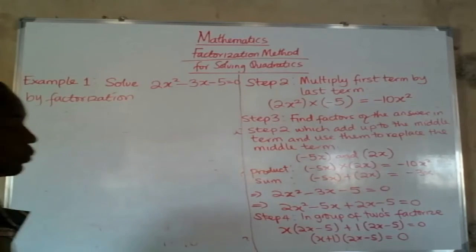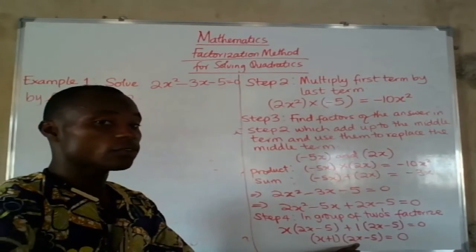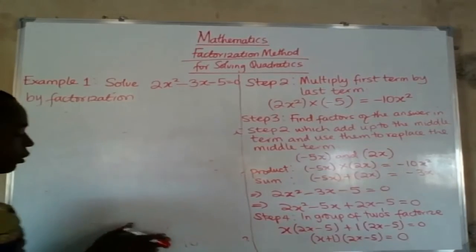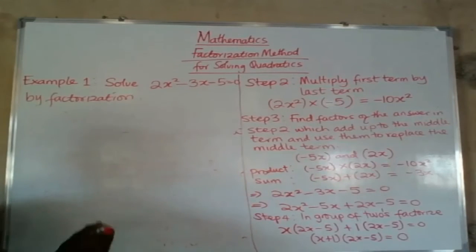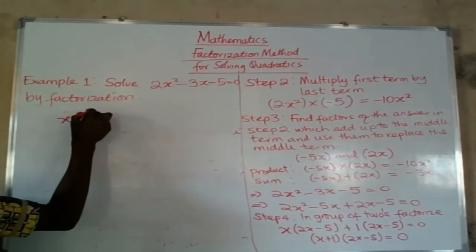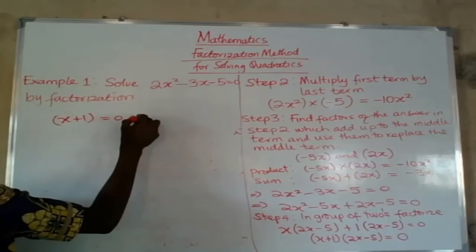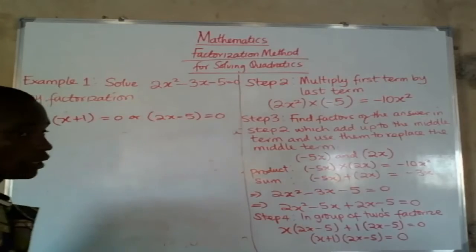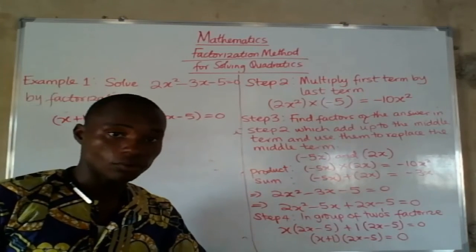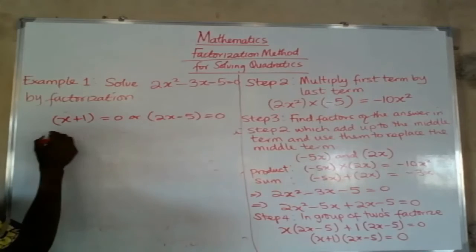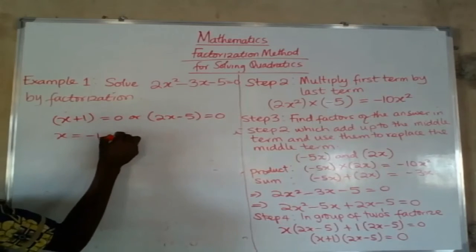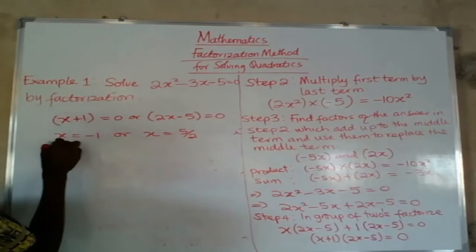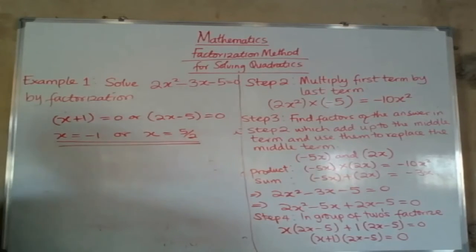So, since x plus 1 times 2x minus 5 is equal to 0, it goes to say further that x plus 1 is equal to 0, or 2x minus 5 is equal to 0. Because mathematically, if two numbers multiply themselves to give 0, then one of them must be 0. So from here, it's evident that x is equal to minus 1, or x is equal to 5 over 2.